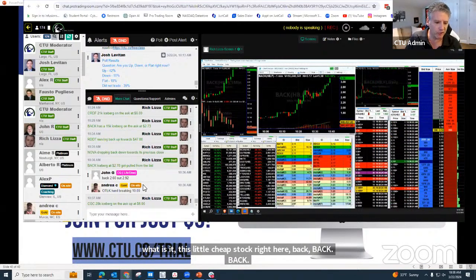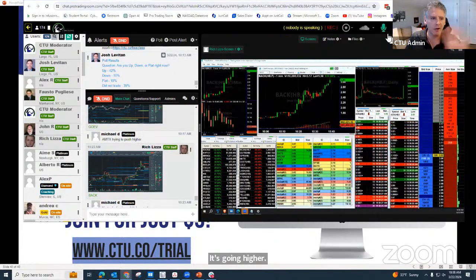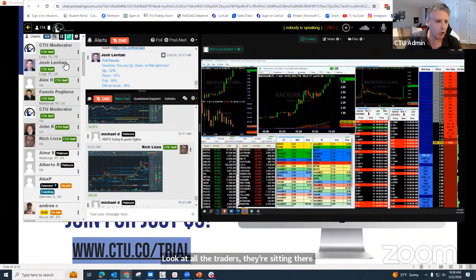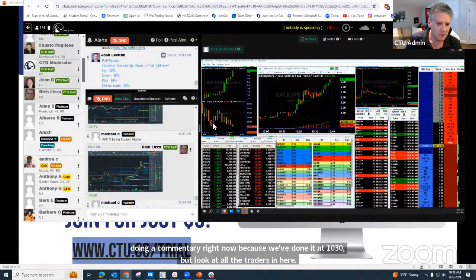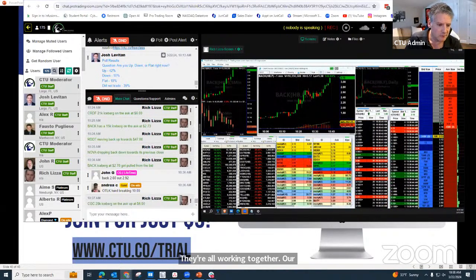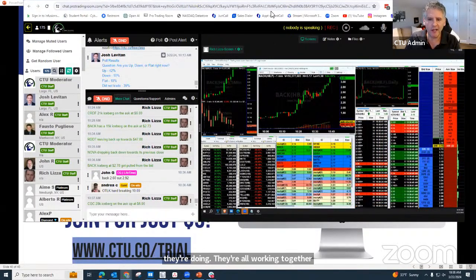Look at all the traders that are sitting there chatting. Obviously, we're not doing any commentary right now because we were done at 10:30. But look at all the traders in here. They're all working together. Our instructors, look what they're doing. Look at this beautiful little stock they're trading. I bet you didn't know that stock existed. I bet you wish you would have been in that stock too. How would you have known? Because no one ever showed you.